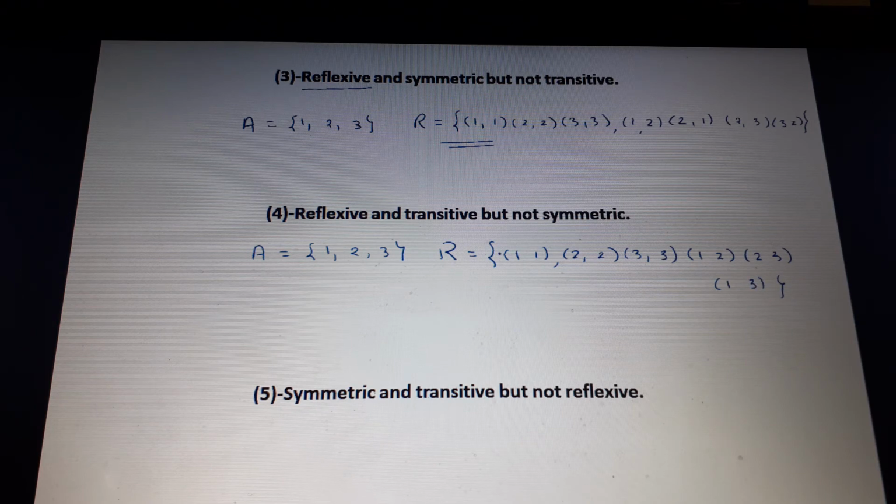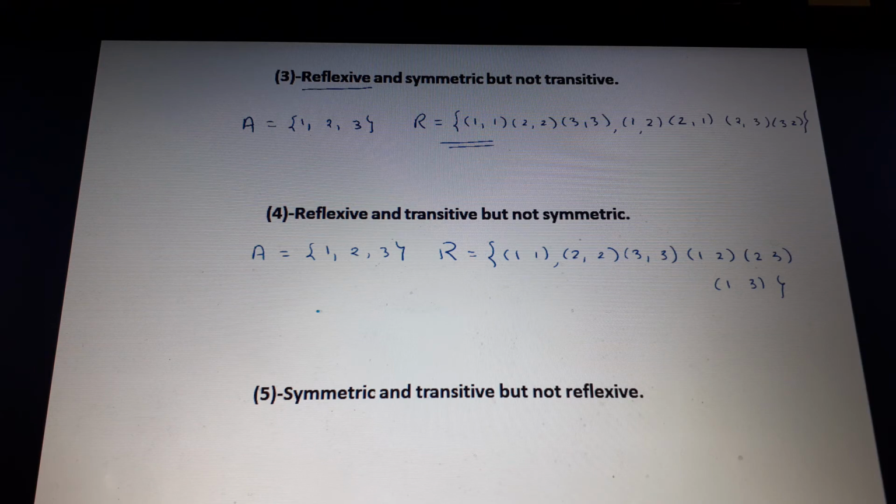See, now this is not symmetric because (1,2) is there, (2,1) is not there, (2,3) is there, (3,2) is not there, but it is transitive. (1,2) is there, (2,3) is there, (1,3) is there. These are the only two pairs satisfying the transitivity condition. So this is an example.